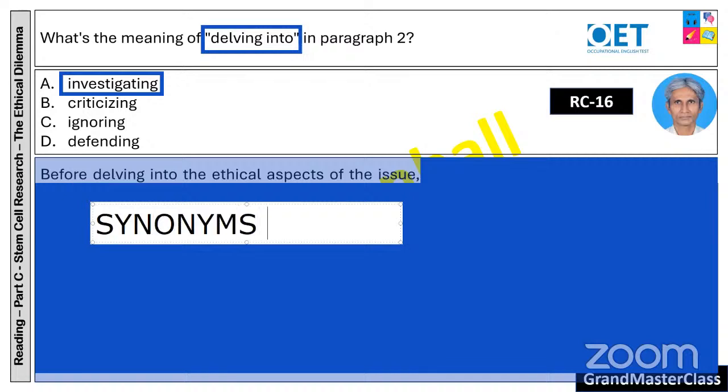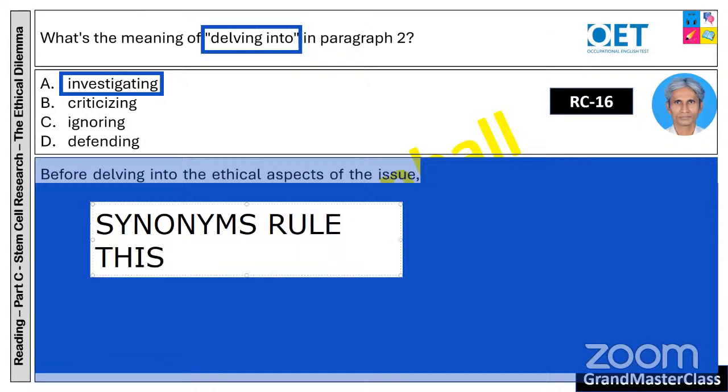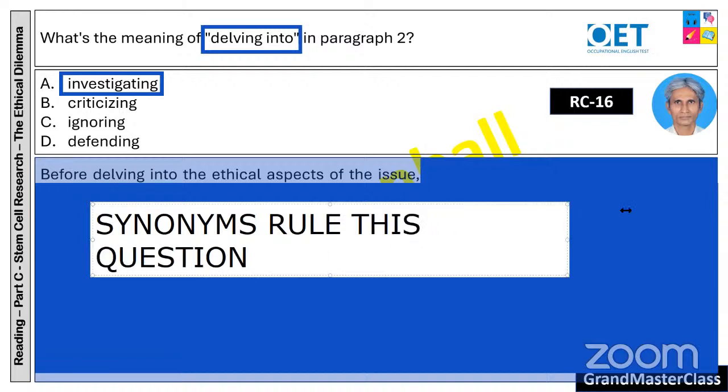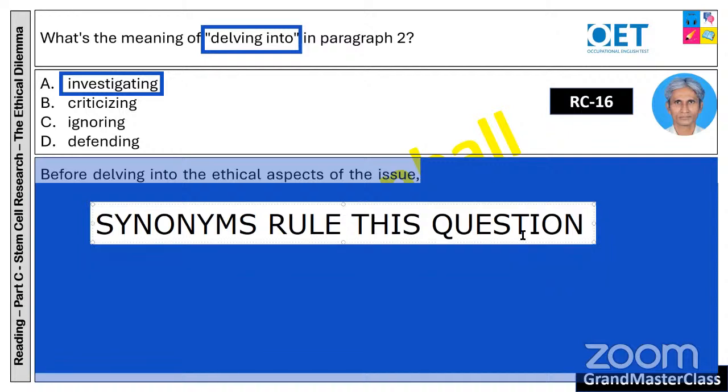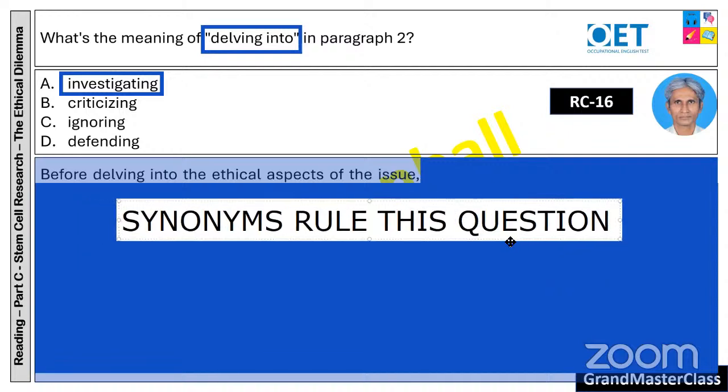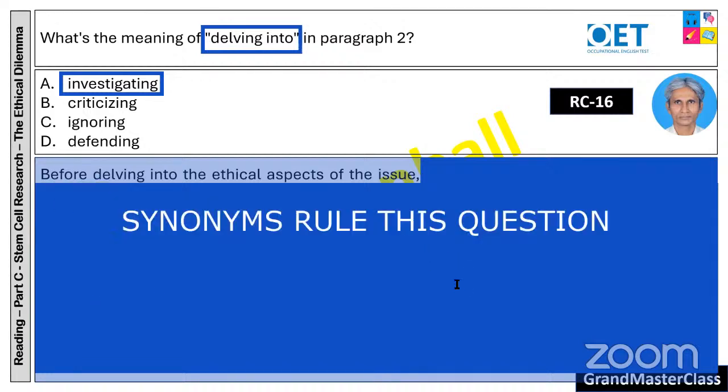Synonyms rule this question. If you know the synonyms, then it is very easy for you. Otherwise, it will be tough. Synonyms rule this question. What are the synonyms? Now let us see what are the synonyms that you have to notice here.